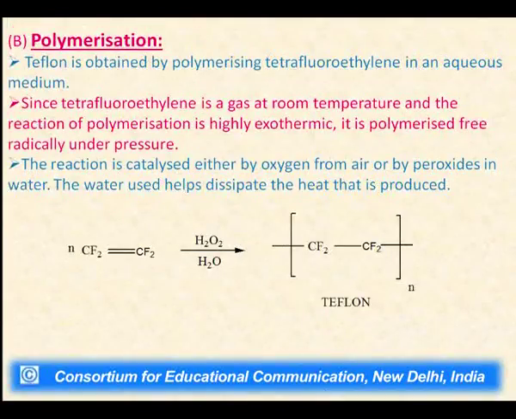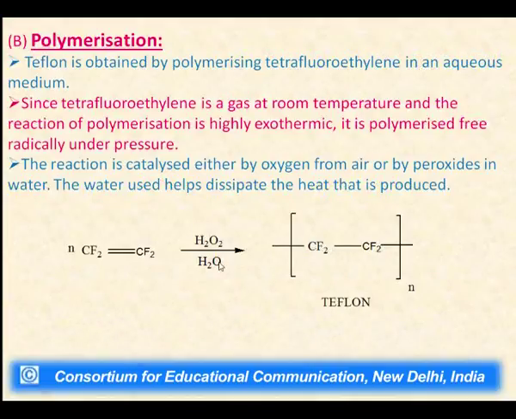Then this monomer in the second step will undergo polymerization. Teflon is obtained by polymerizing tetrafluoroethylene in an aqueous medium, where water is the solvent. Since tetrafluoroethylene is a gas at room temperature and the polymerization reaction is highly exothermic, it is polymerized free radically under pressure. The reaction is catalyzed either by oxygen from air or by the addition of peroxides in water.